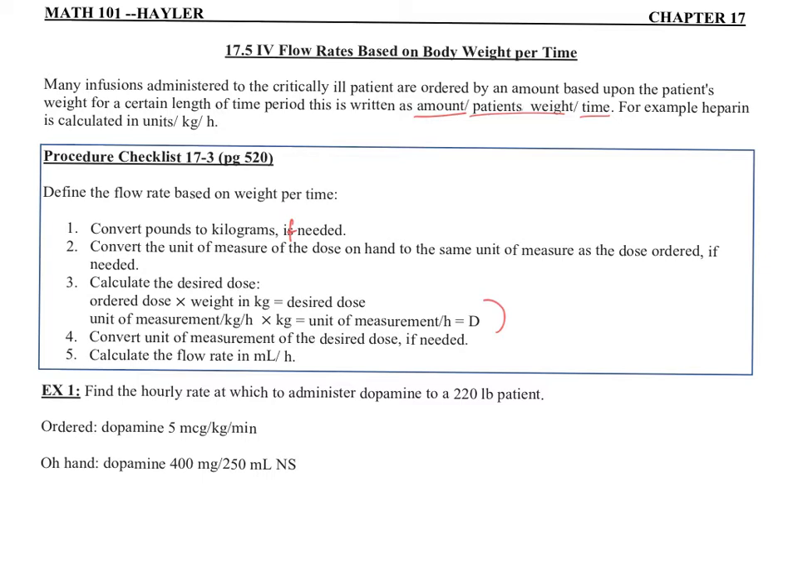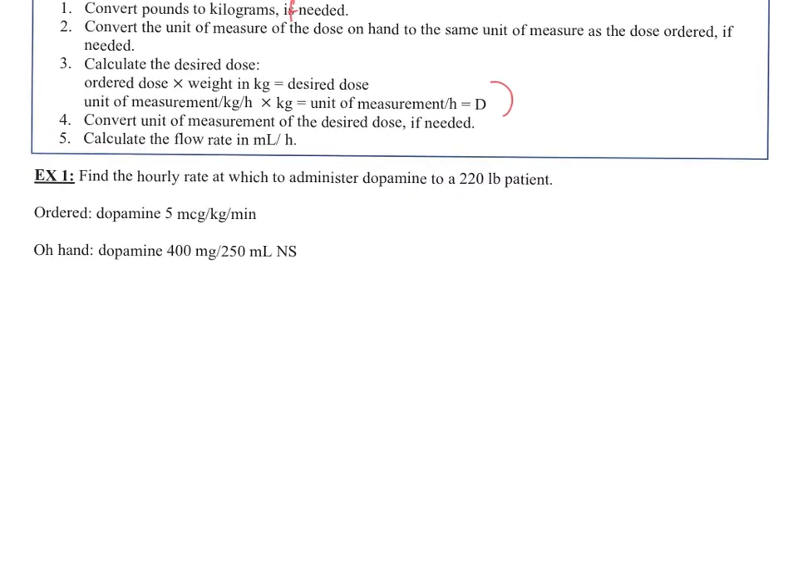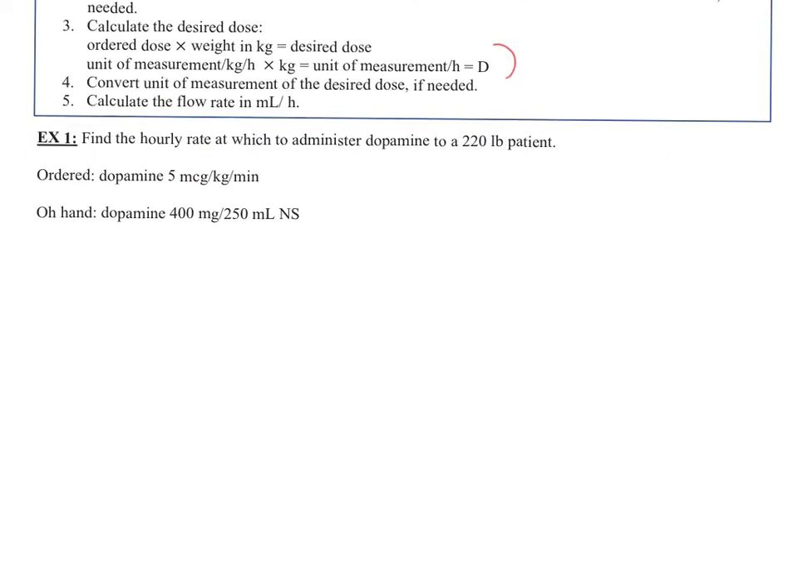Let's take a look at the first example. Example 1. Find the hourly rate at which to administer dopamine to a 220-pound patient. Ordered, we have dopamine 5 micrograms per kilogram per minute. And on hand, we have dopamine 400 milligrams per 250 milliliters normal saline. First we need to see what we have and then convert if we need to. The main thing to notice is that the weight has been given in pounds, so we need to convert from pounds to kilograms.